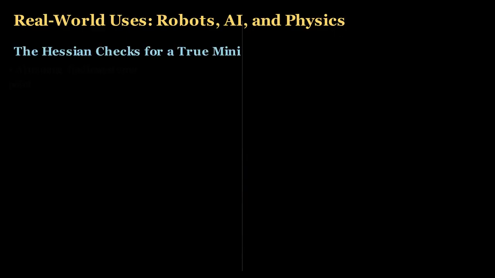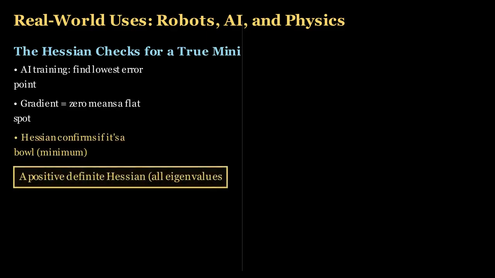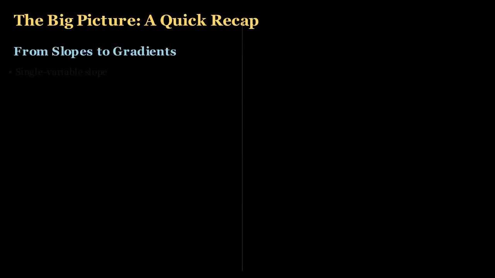Switching to the Hessian, in machine learning, we hunt for the lowest error. A zero gradient tells us we found a flat spot, but is it a pit or a pass? The Hessian's eigenvalues give the final answer. All positive means we're truly at the bottom of a bowl. We just saw these tools powering robots and AI. Now let's connect the dots.